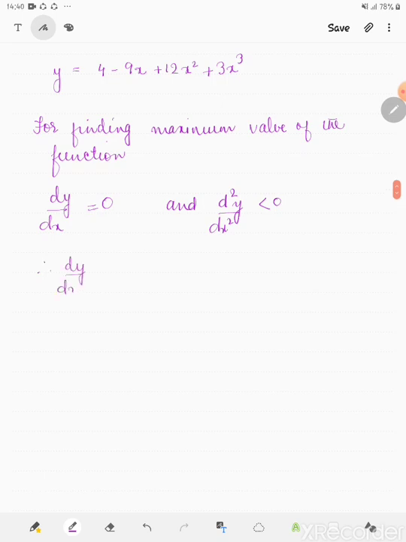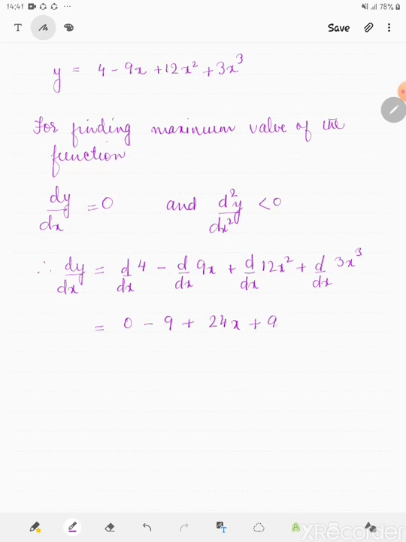Therefore, dy by dx is equal to what? d dx of 4 minus d dx of 9x plus d dx of 12x square plus d dx of 3x cube. Now differentiating this, what we get is 0 minus 9 plus 24x plus 9x square, which we can also write as 9x square plus 24x minus 9. And this should be equal to 0. Okay. So now when we equate this, what do we get? 9x square plus 24x minus 9 is equal to 0.